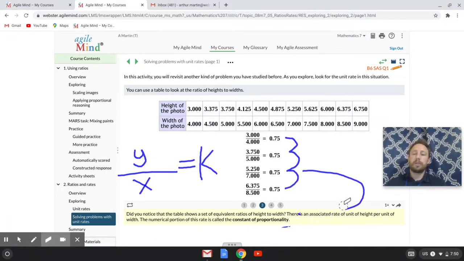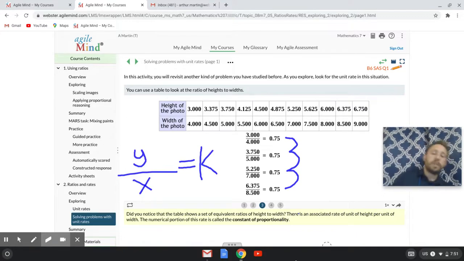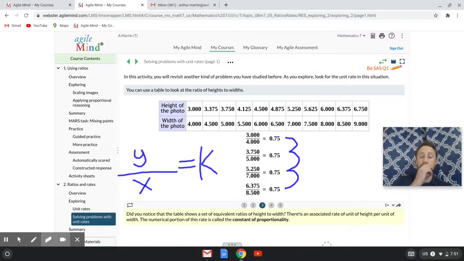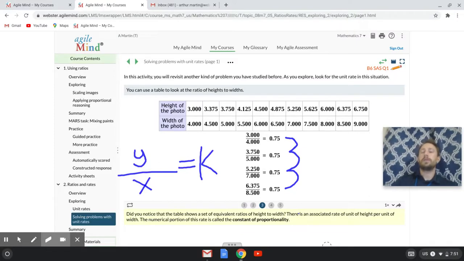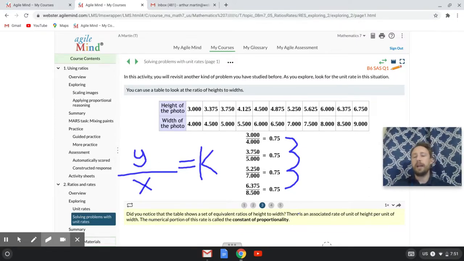So, looking at what the yellow box or yellow rectangle says to us, it tells us that we should notice that the table shows a set of equivalent ratios of height to width. And since that occurs, there's an associated rate of unit of height per unit of width. And we know that the numerical portion of this rate is called the constant of proportionality, because that's what we just found by doing y divided by x.